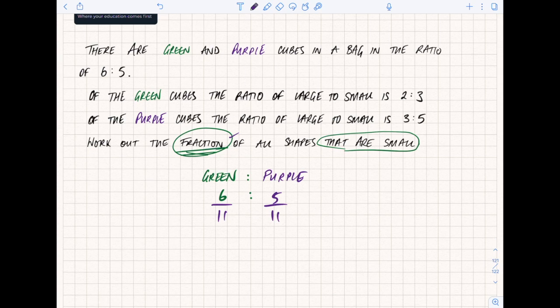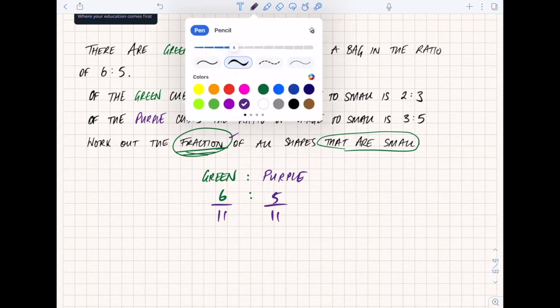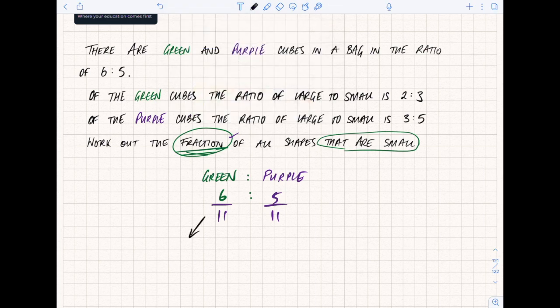So because the question is to do with fractions, and it's a ratio question, I've just turned them to fractions. It then says of the green cube, so I'm now talking about this one here. So of the green, large to small, so large to small is 2 to 3. Okay, so again, let's turn those to fractions. So that becomes 2 out of 5 now, because 2 plus 3 is 5, and that becomes 3 over 5. Okay, so 3/5 of all the green cubes are small, and 2/5 of all the green cubes are large.